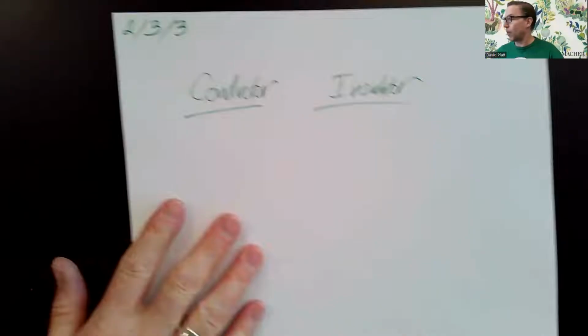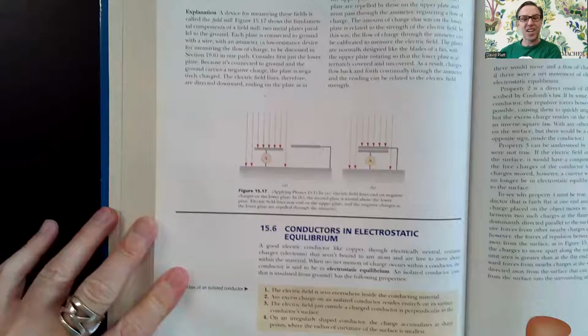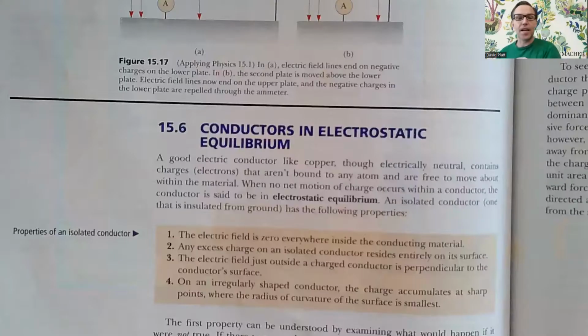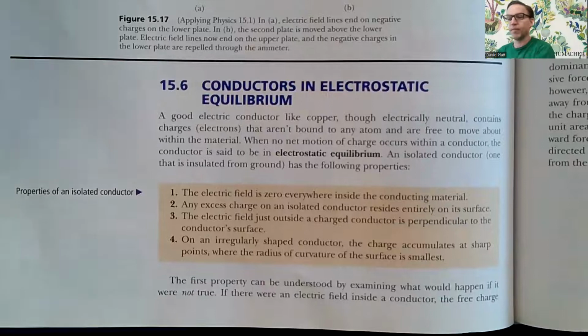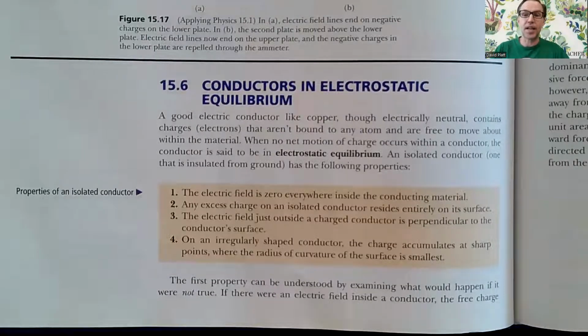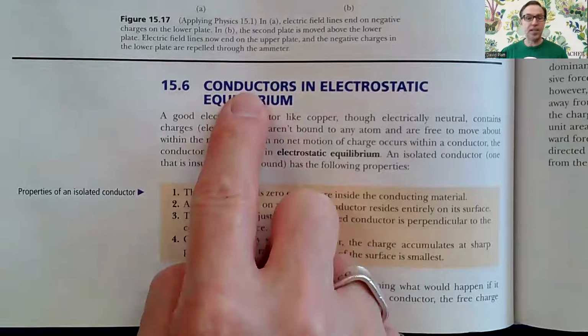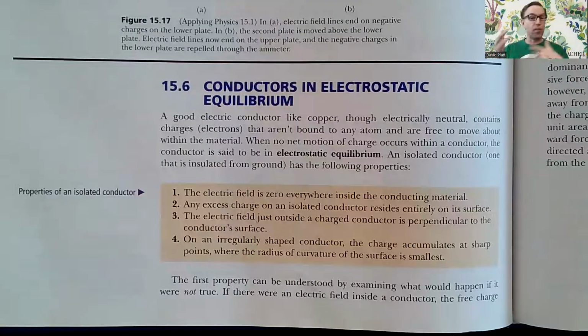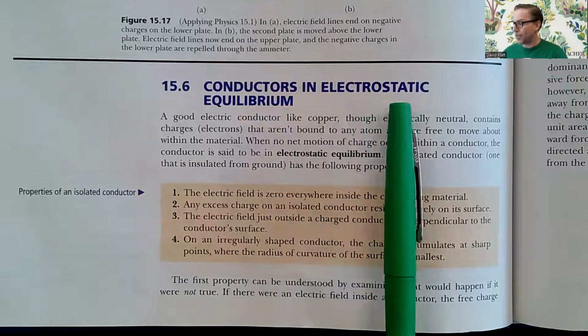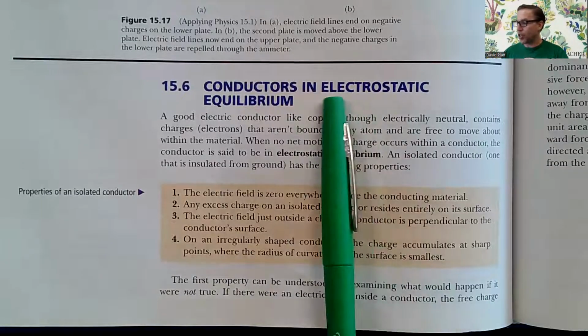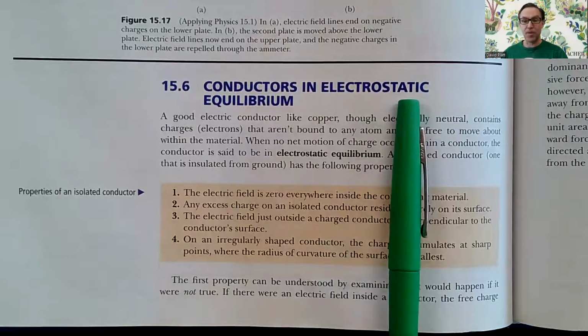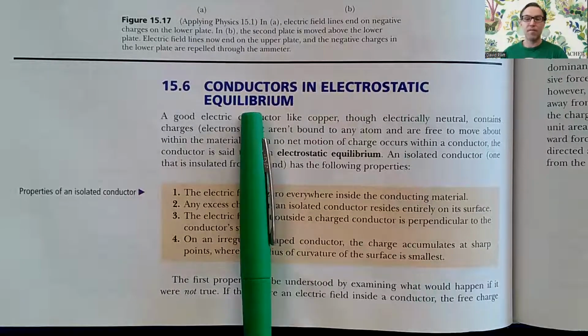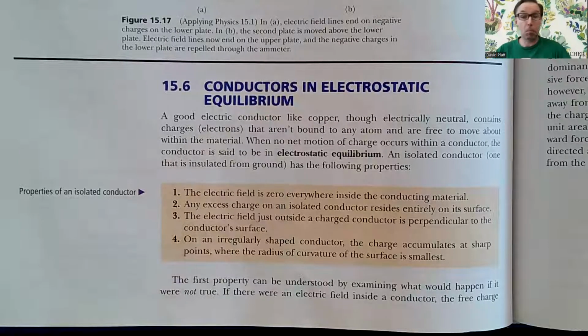So we're going to go a little bit further with those words, and we're going to talk about conductors in electrostatic equilibrium. So it's a conductor. It's something on which or through which charges can move rather easily. And we're in electrostatic equilibrium, meaning that the charges are not moving and the net force on them is zero. Okay, so let's see what that means.